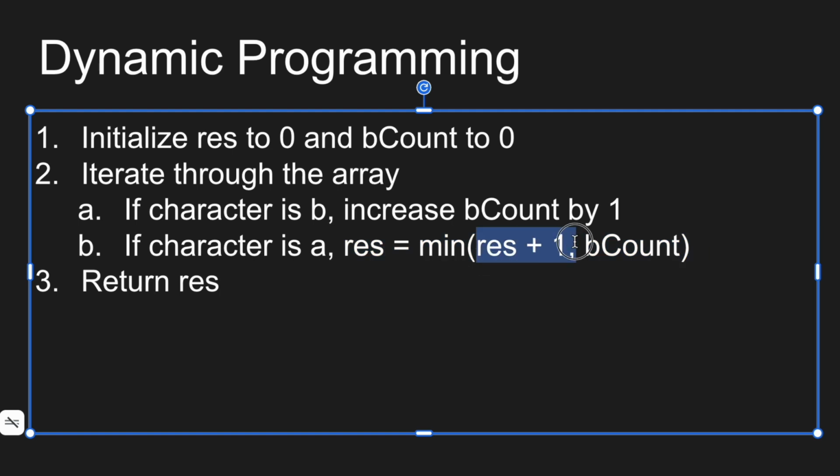So either we will just remove the A that we saw, which would be result plus 1, or we can just remove all the B's altogether. That would be the B count, because if you think about it, if an A comes after a B, what we can always do is just remove all the B's that we have seen, and that will be counted as the number of deletions. But if it costs less to just add 1, meaning just to remove the A, then we will set this as our result in the iteration. And in the end, we will return the result.